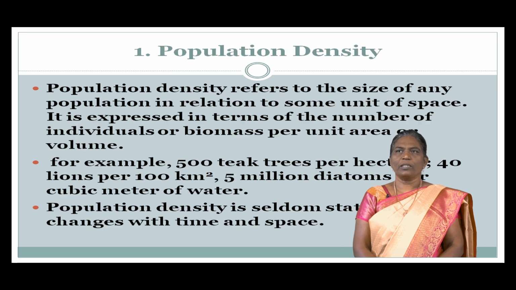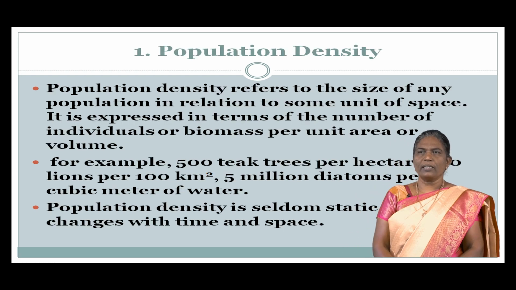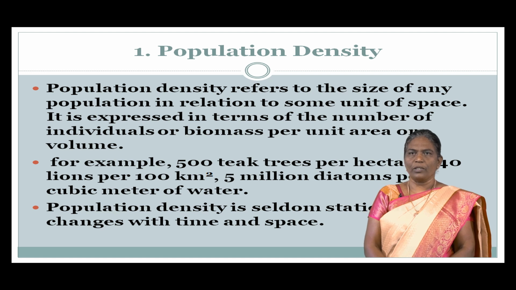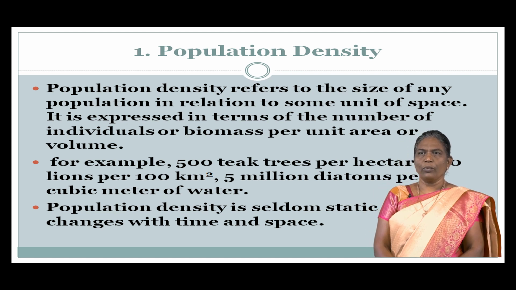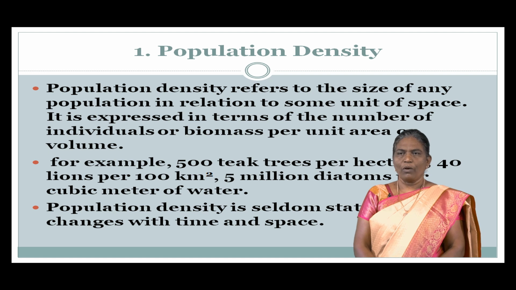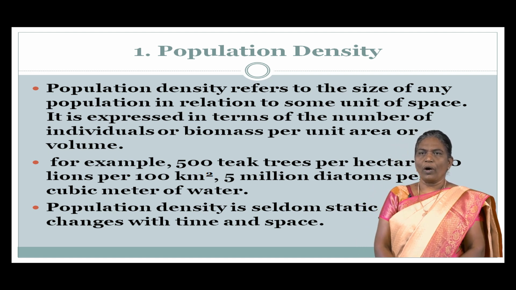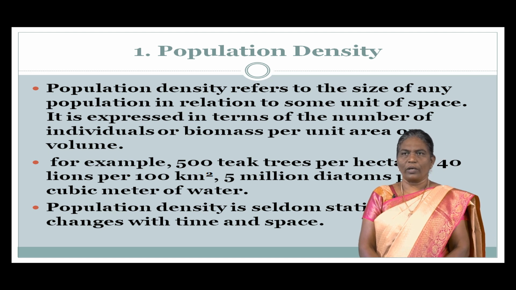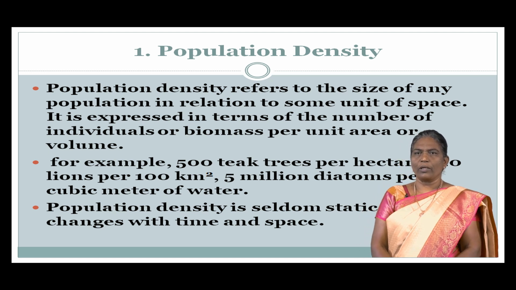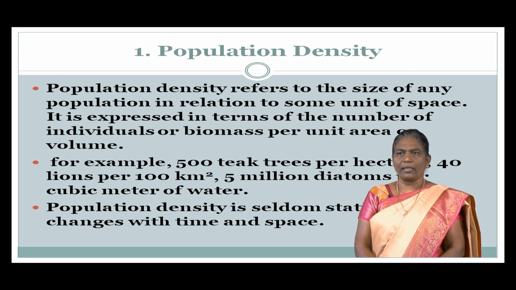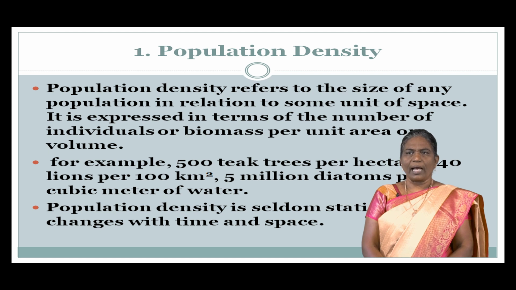Number 1, population density. Population density refers to the size of any population in relation to some unit of space. It is expressed in terms of the number of individuals or biomass per unit area or volume. For example, 500 teak trees per hectare, 40 lions per 100 km square, 5 million diatoms per cubic meter of water. Population density is seldom static and it changes with time and space.